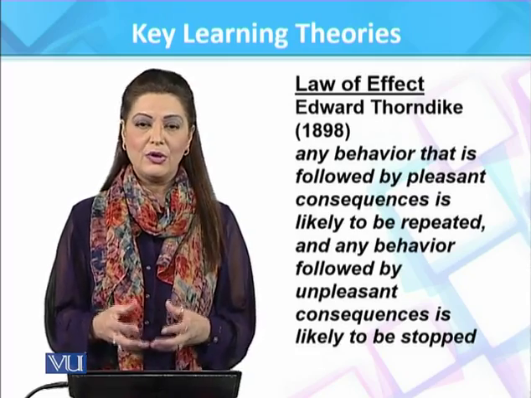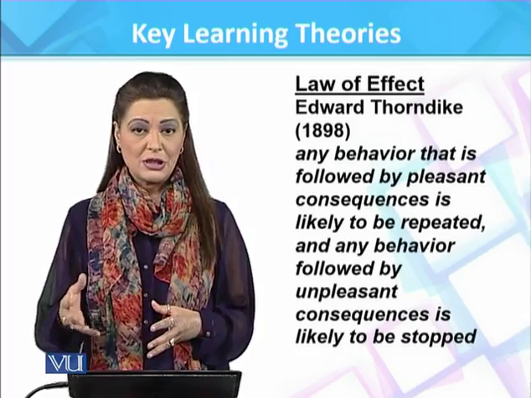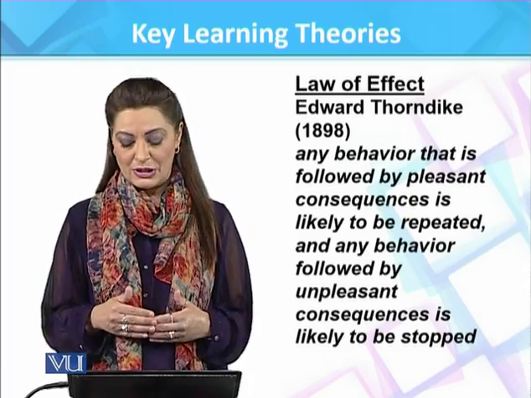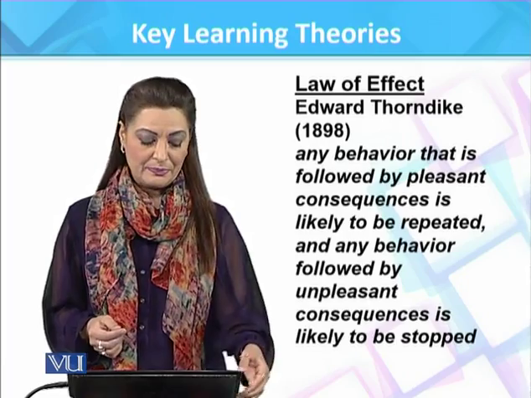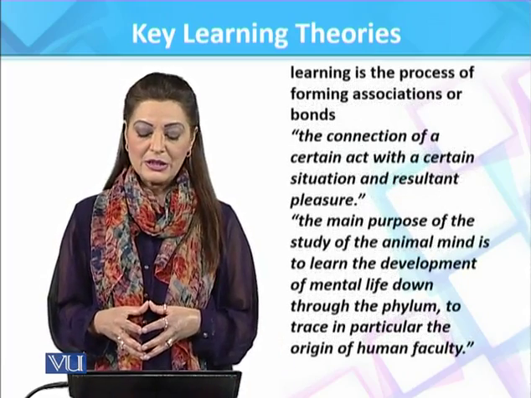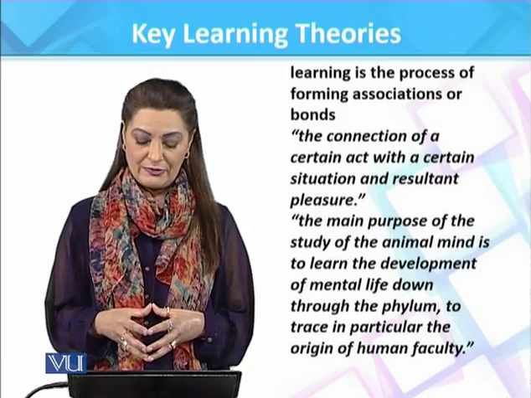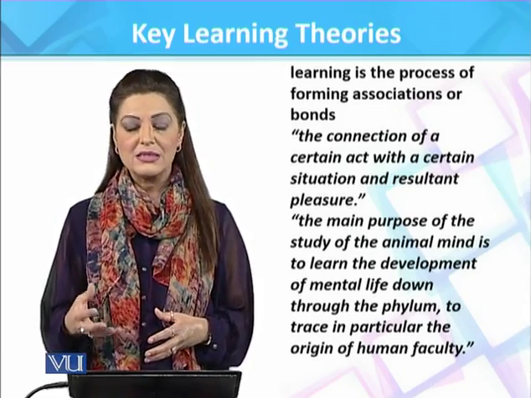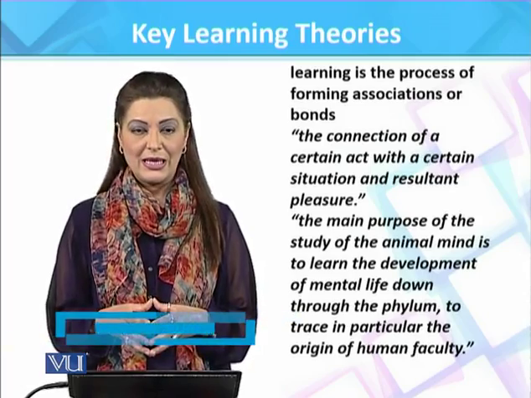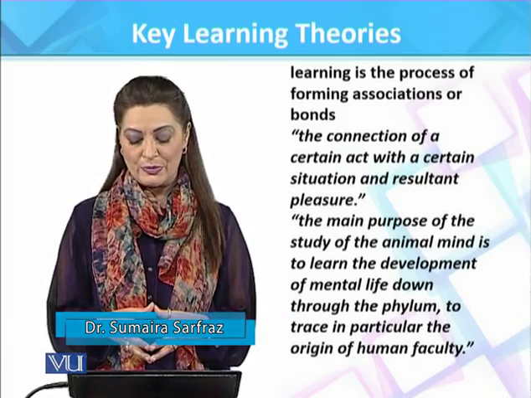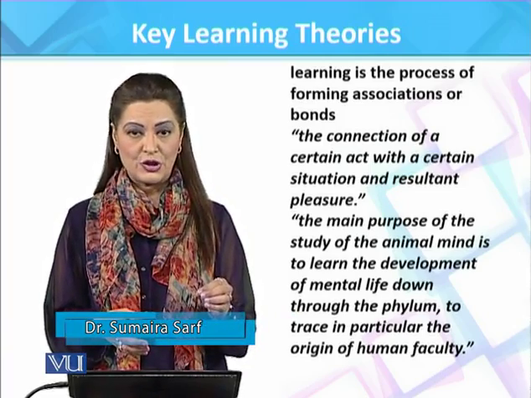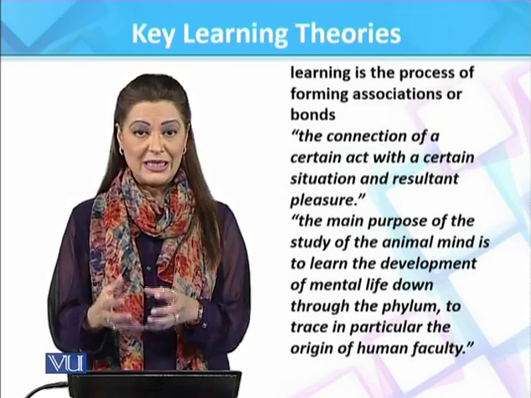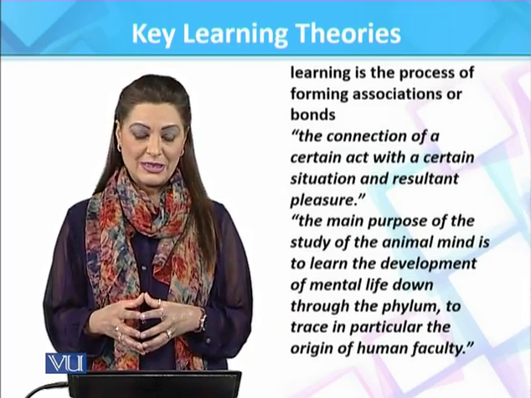Which means that this theory looks at the effect, that pleasant consequences would encourage the repetition of a certain behavior and unpleasant consequences would discourage a certain behavior. Learning is the process of forming associations or bonds. So according to Thorndike, the connection of a certain act with a certain situation and resultant pleasure needs to be looked at. There are 3 parameters proposed by Thorndike: there has to be a connection of a certain act or behavior with a certain situation, and how that would lead to pleasurable consequences.